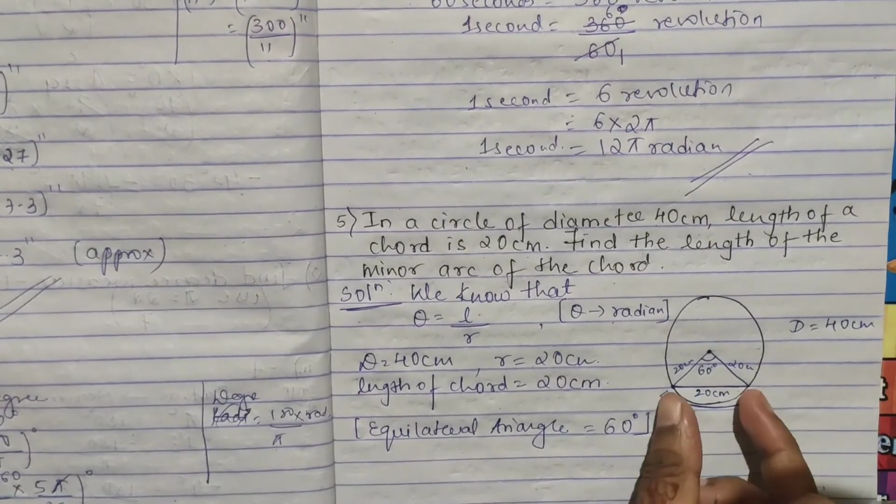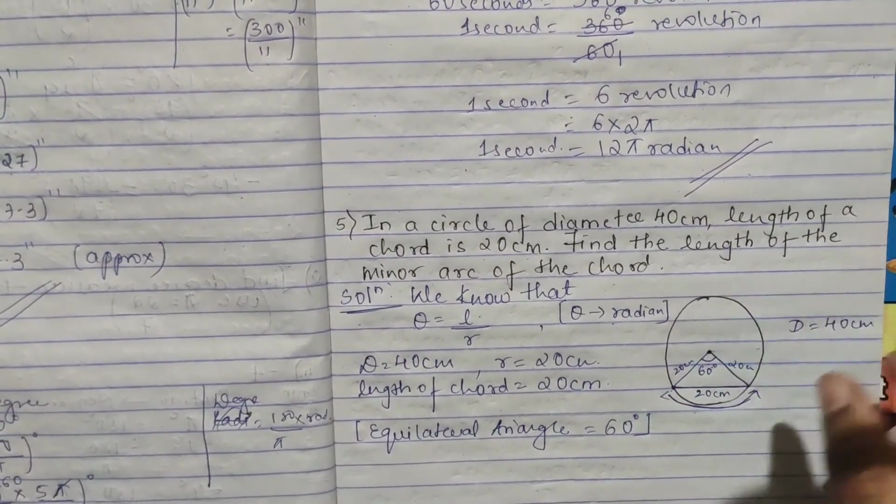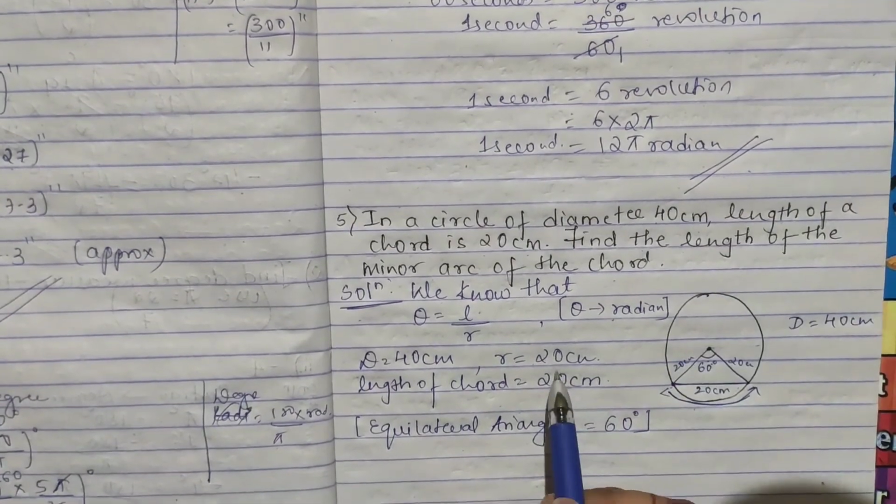Once again, be careful. The length of the chord is how much? 20 centimeter. Now if I join this, this is our radius only, right? The radius, and radius how much? We have got 20 only.